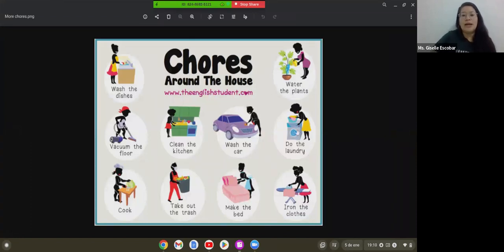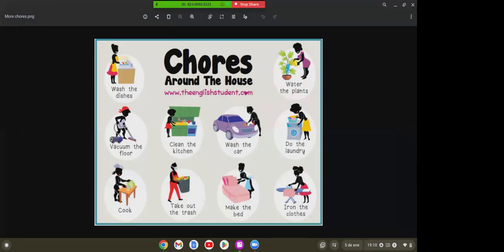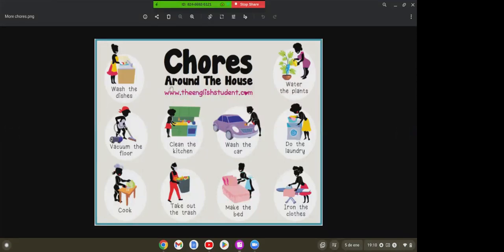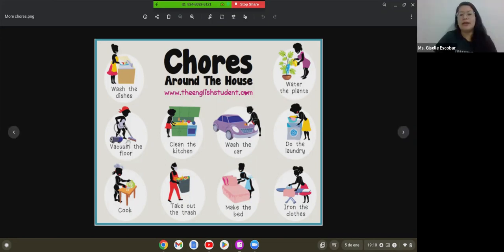So the first one, I think we have it. La primera creo que sí está en el libro. So it's wash the dishes. We have water the plants. Do you know the meaning of that? Regar las plantas. Exactly. And what about wash the dishes? Lavar los platos. Exactly. And we have another one that can be vacuum the floor.